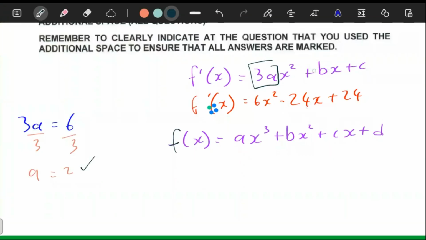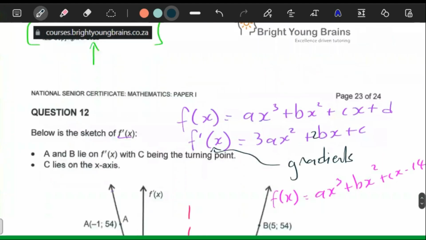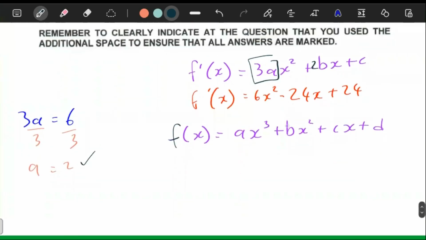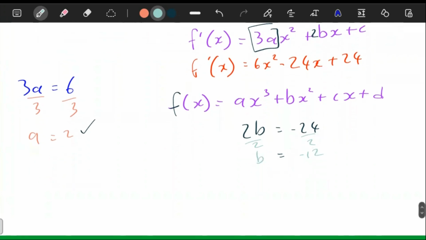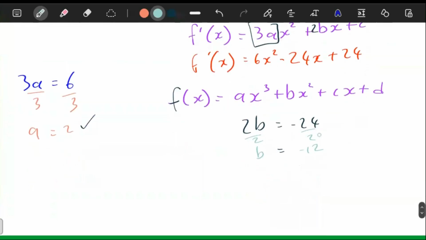So with this being said, oh, this is wrong, man. This is supposed to be 2bx. That's where the issue is, 2 times b. This is where the issue was, you see? So 2b here is equal to negative 24, which is going to give us, divide by 2, divide by 2, negative 12. This is b. And then c is 24. Yeah, c is equal to 24. There we go.